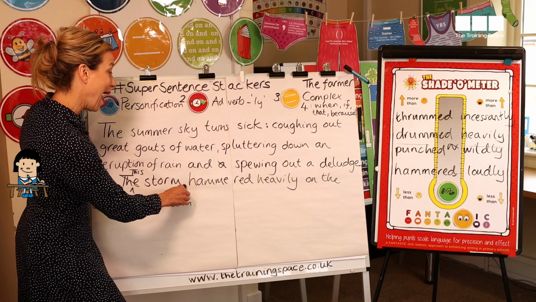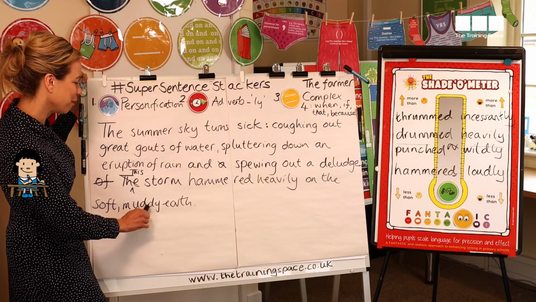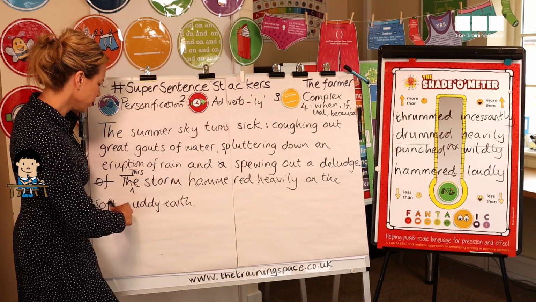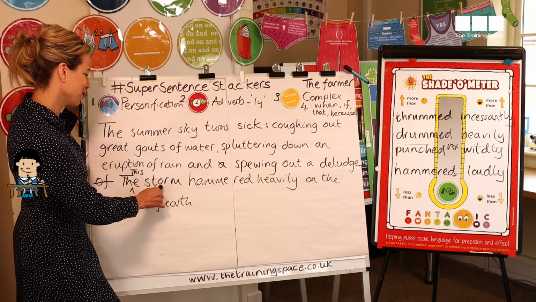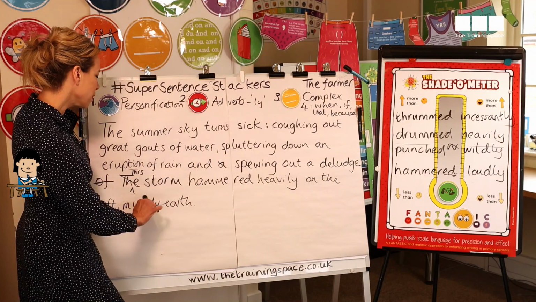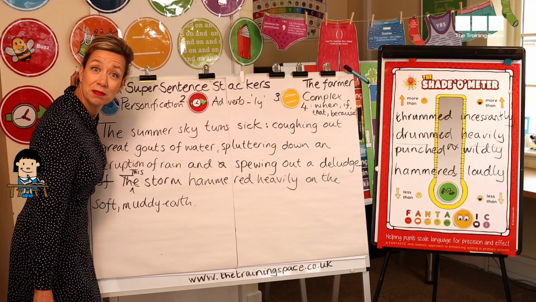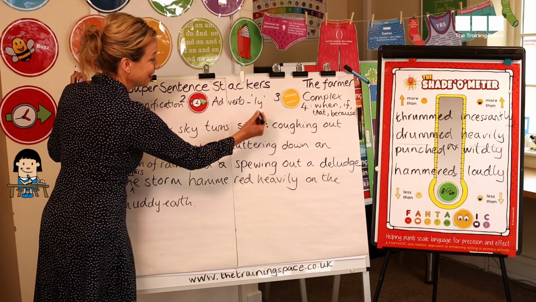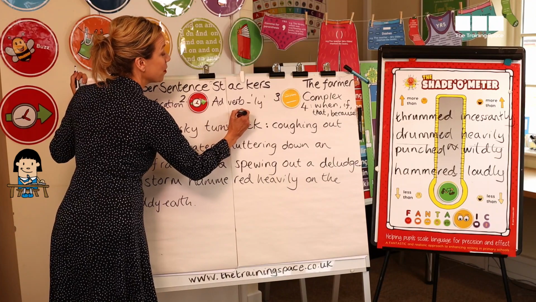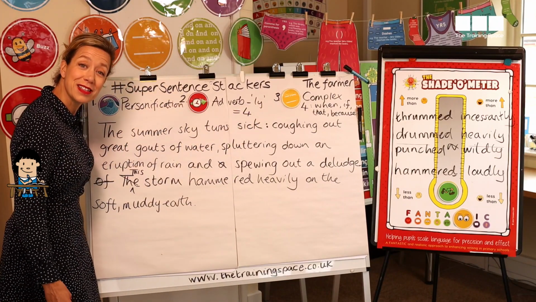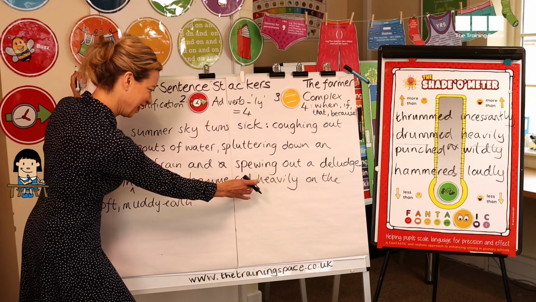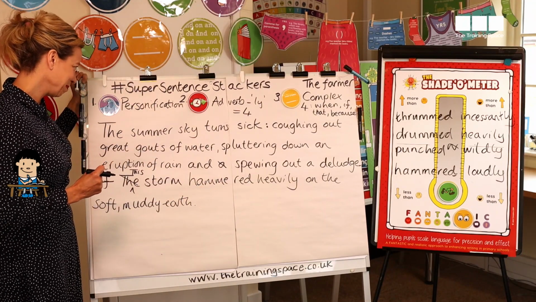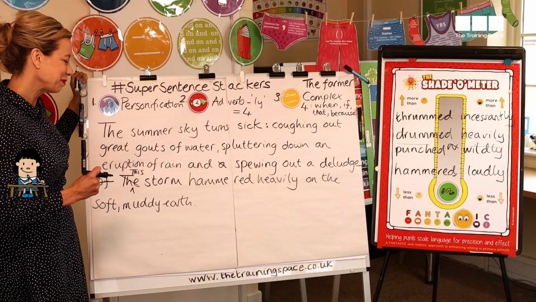The storm heavily hammered on the soft, muddy earth. Heavily, this storm hammered on the soft, muddy earth. This storm hammered on the soft, muddy earth heavily. It's so fascinating to me that ly can go in 4 different places. I actually like it there because then we get the alliteration. Okay.